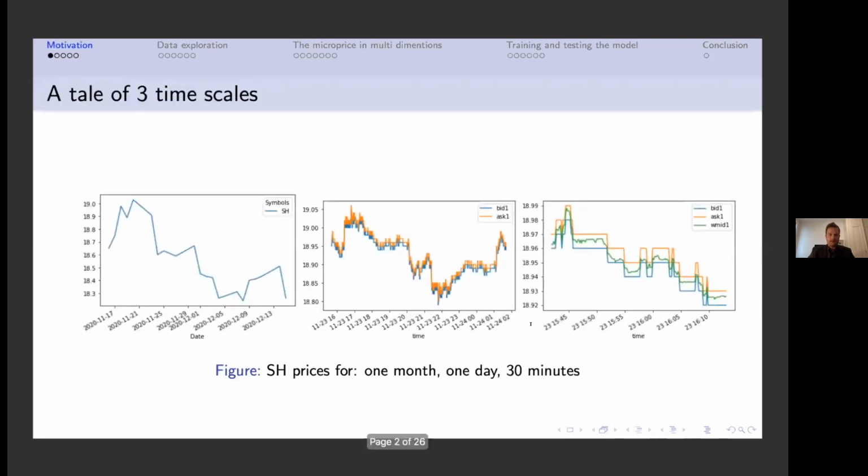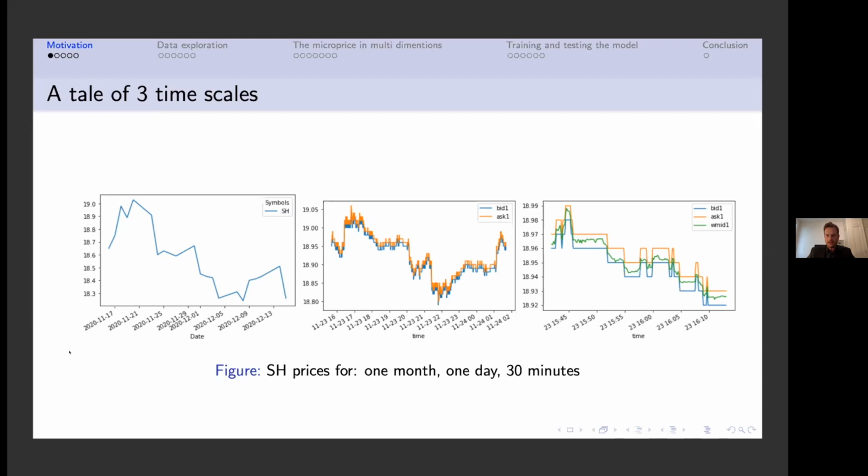So let's start with a little introduction on what I call zooming into the micro price. What you have here is an asset with the ticker SH. If you're not familiar with it, this is the short S&P 500 ETF, a bearish ETF that gives you exactly the negative returns of the S&P 500. If the S&P 500 goes up 1%, this one goes down 1%. So not a good ETF to hold for a long time.